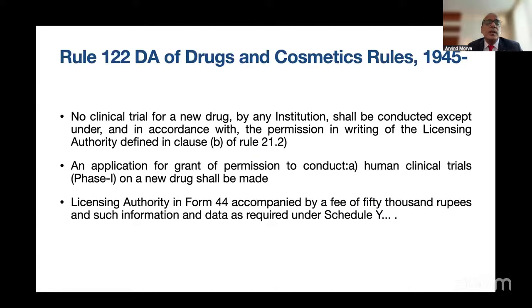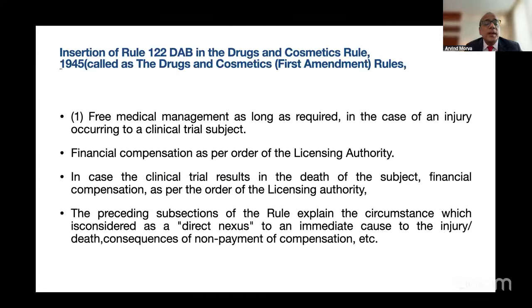Then Rule 122D of the Drugs and Cosmetics Rules defines that no clinical trial for a new drug by an institution shall be conducted except in accordance with the permission in writing of the authority defined in clause B of Rule 21.2. An application for grant of permission to conduct a human trial phase 1 on a new drug shall be made to the licensing authority in Form 44, with a fee of 50,000 submitted along with all the information. There must be free medical management as long as required if there is harm or any side effect occurring to any clinical trial subject, and financial compensation.